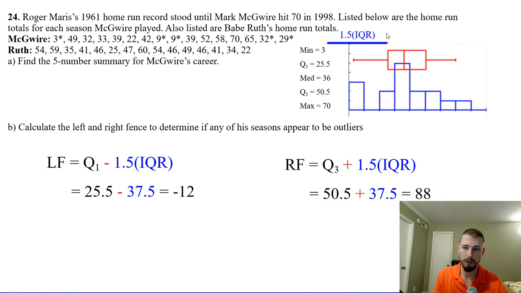So visually, that's what's going on here. And it is going to give you negative 12. And of course, you can't have less than 0 home runs in a season, so there's no way we have any low outliers. And our minimum 3 is well above negative 12, right?